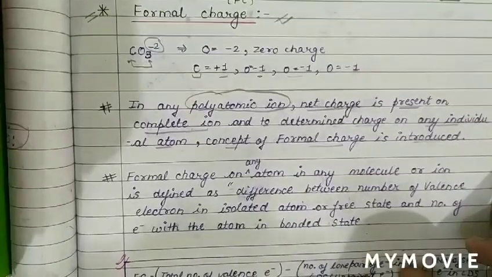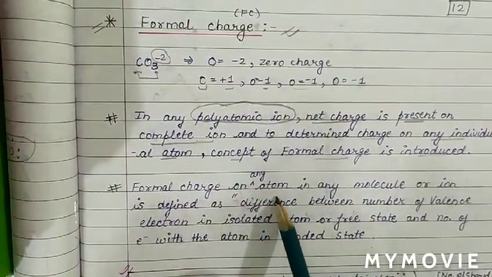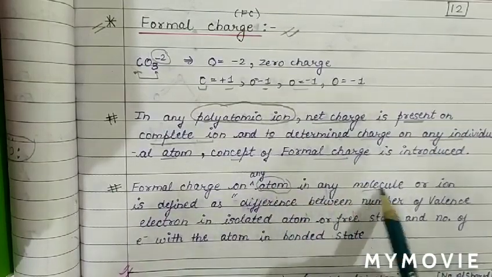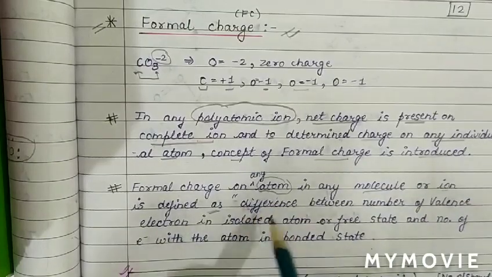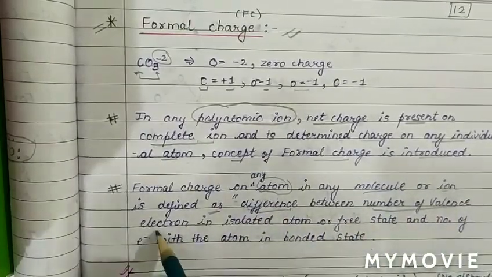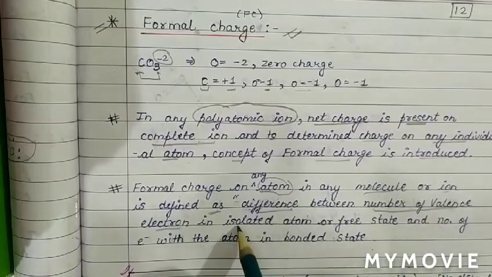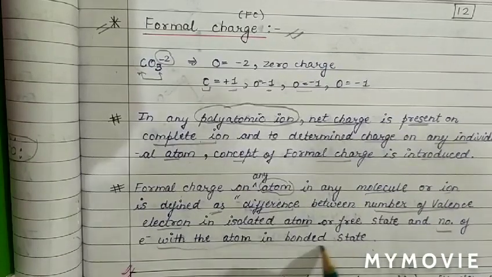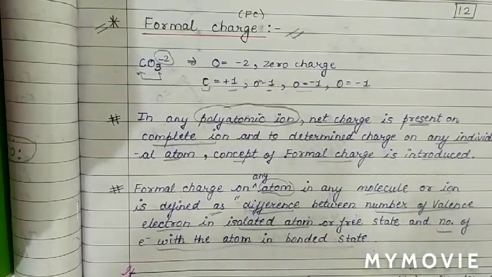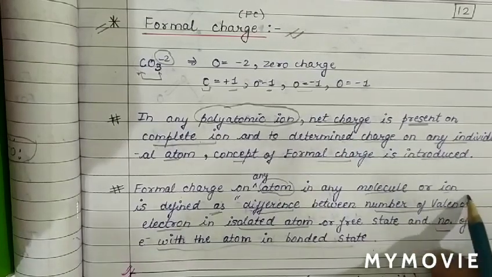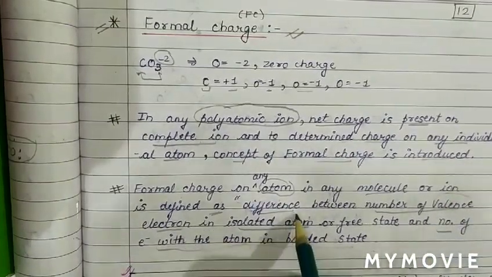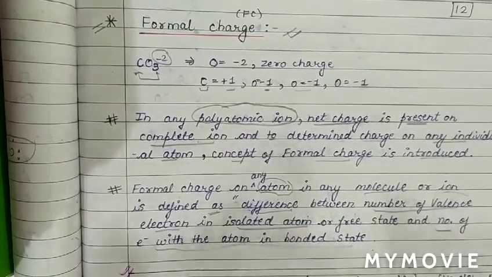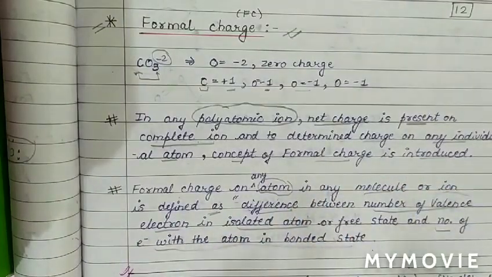Also, another definition of formal charge: formal charge on any atom in a molecule or ion is defined as the difference between the number of valence electrons in the isolated atom and the number of electrons with the atom in the bonded state. So basically formal charge is the difference between the number of valence electrons in the isolated atom and the number of electrons in the bonded state. These two are the definitions of formal charge.